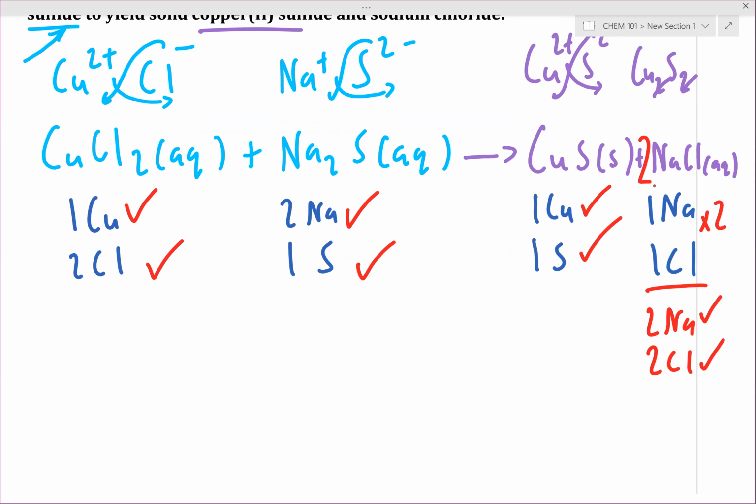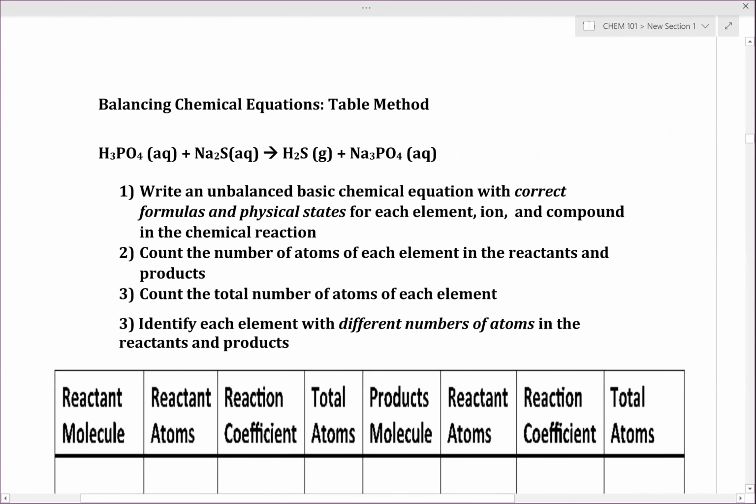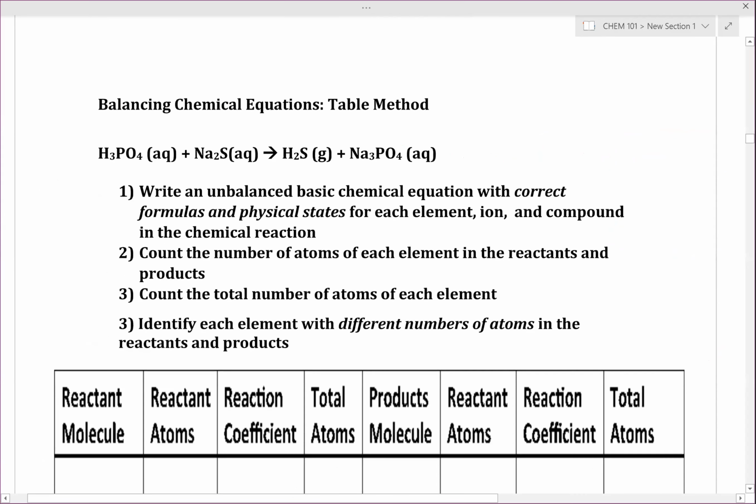Okay, so let's now try and tackle another example. And this time I'm going to show you a method that may seem like a lot of work, but it's a very procedural method for balancing equations that'll help you develop tricks for quickly balancing equations.